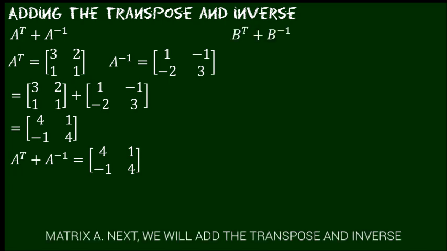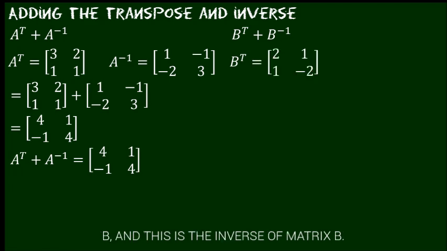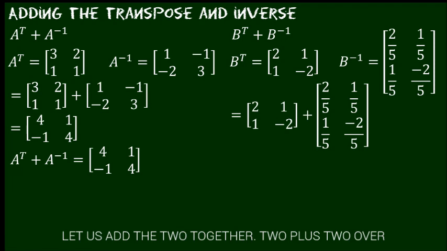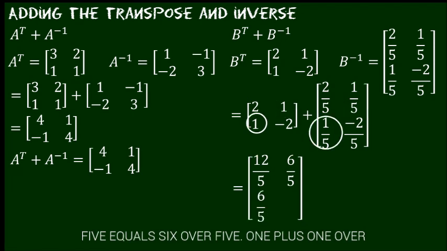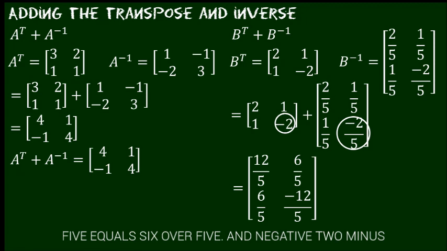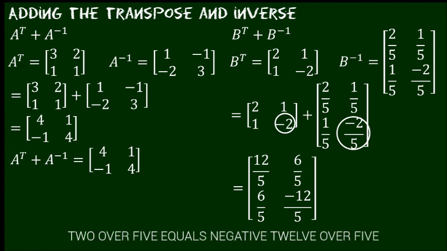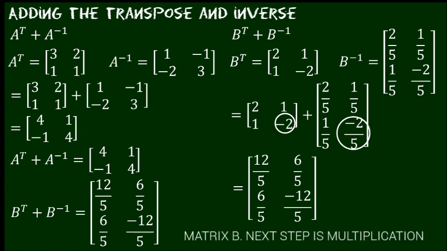Next, we will add the transpose and inverse of matrix B. This is the transpose of matrix B, and this is the inverse of matrix B. Let us add the two together. 2 plus 2 over 5 equals 12 over 5. 1 plus 1 over 5 equals 6 over 5. 1 plus 1 over 5 equals 6 over 5. And negative 2 minus 2 over 5 equals negative 12 over 5. And that is the sum of the transpose and inverse of matrix B.